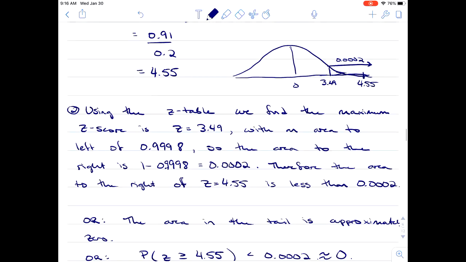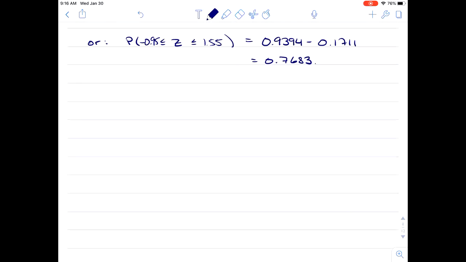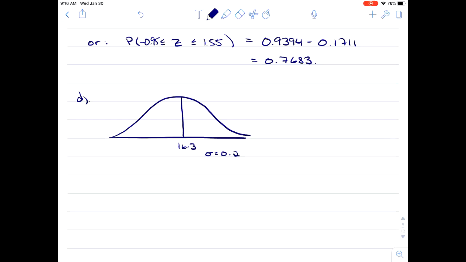And so part D, we started here. Still centered on 16.3 and sigma is still 0.2. Then at some point here, if they want to say no more than 4%, this area has to be 4% or 0.04. Forcing that area to be 0.04. And then what is this area?